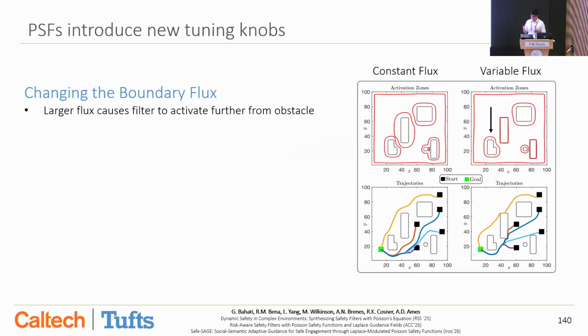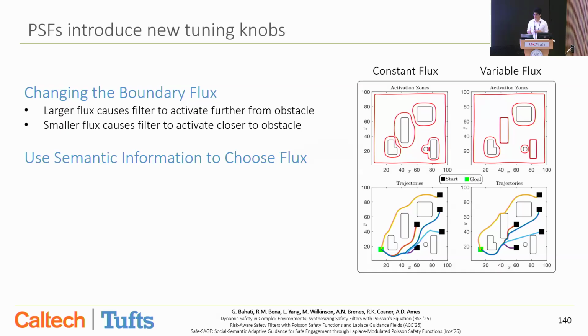So for a large flux, it activates further from the obstacle. We consider this potentially a risky labeled obstacle. We're going to want to start enforcing our safety filter a little further away. For smaller fluxes, we can get closer to the obstacles. We say they're less risky. They've been semantically labeled as something that is okay for us to approach. And you can see this in the closed loop trajectories at the bottom. So on the left-hand side, everything is given a wide berth, but on the right-hand side, we've now decided there are certain obstacles we can get closer to and slide along, and that's okay.